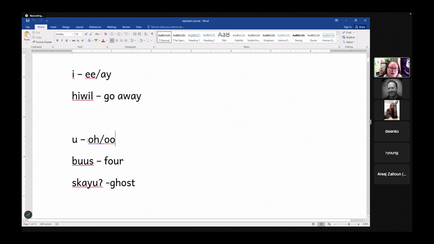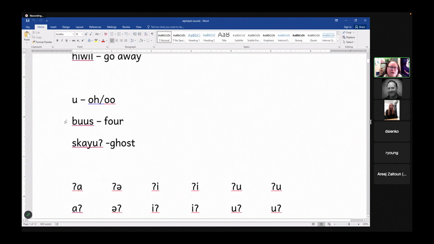The U makes an O or an U, like in bos for four or skayut for ghost. And you've got another glottal stop here, so it cuts that word off. Skayut, skayut.